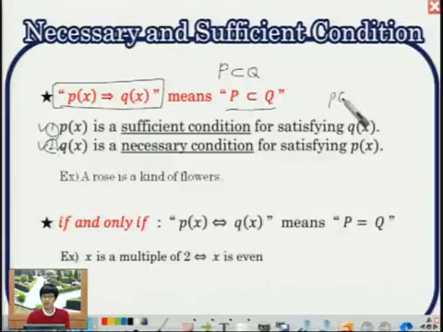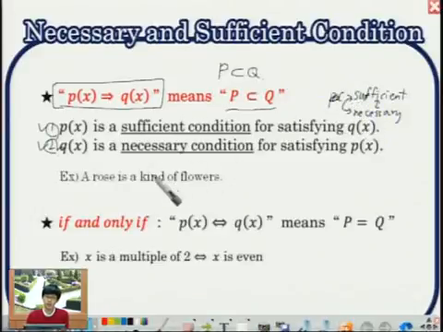So the sufficient condition and the necessary condition are almost right the opposite. So that is it in English. So let's look at the example.